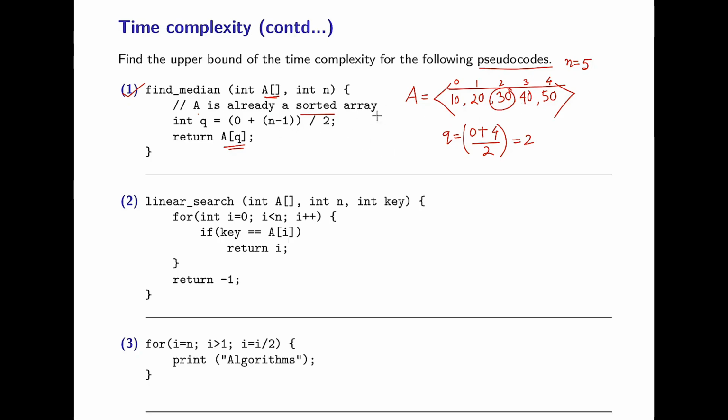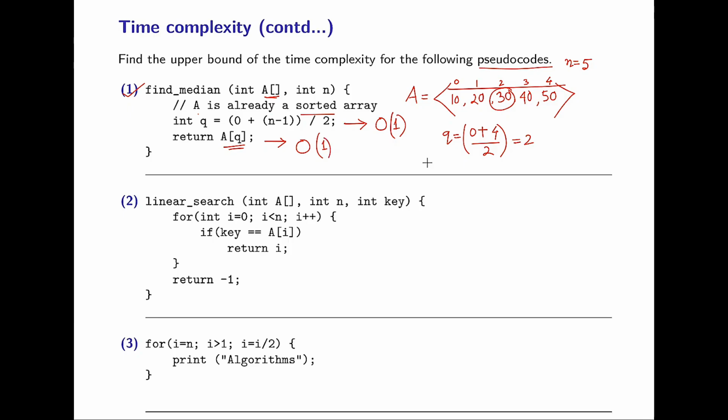Now, to compute this, what will be the time complexity? Is there any loop you see? No, there is no loop. If there is no loop in an algorithm, finding the time complexity is very easy. This line computes the index of the median, and here it returns that median. So I am going to say that this is big O of 1, and this is also big O of 1.